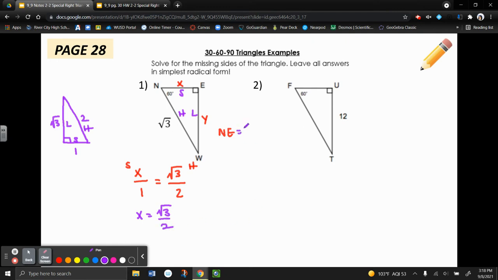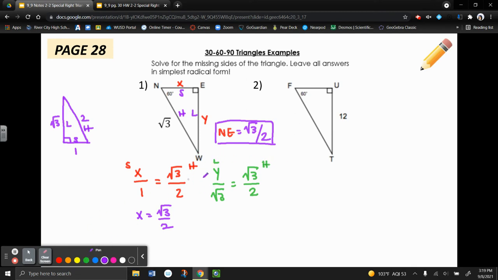So NE is going to be equal to the square root of 3 over 2. Now let's solve for y. Solving for y, that's the long side. So I'm going to match that up with the long side here, y over the square root of 3. And then again, I'm going to use the same ratio, the hypotenuse, square root of 3 over 2. So I matched up my long legs, I matched up my hypotenuse.